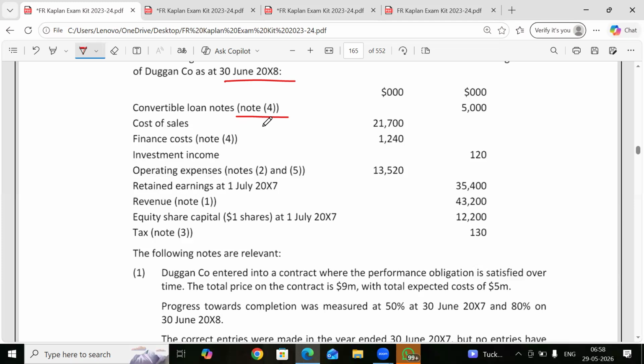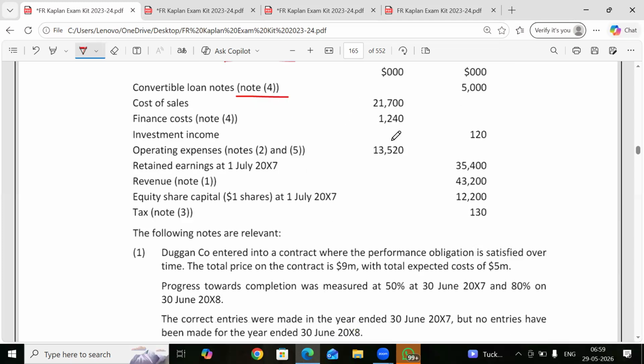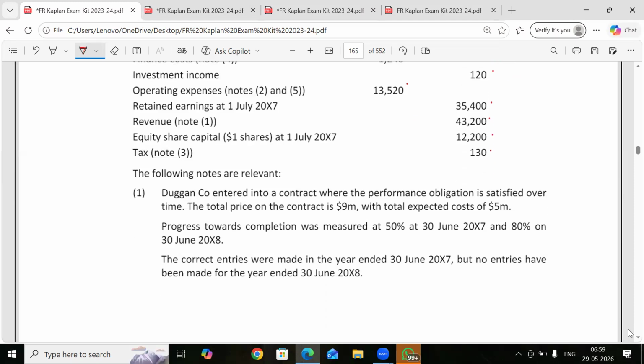Okay. In examination, they won't give all this. You have to read the question and understand where the adjustments are. So they have issued convertible loan notes worth this much amount, three zeros omitted. Cost of sales is given to you. Finance cost, again, there is a note. Expenses are given. Investment income is given. Operating expenses, again, a note. Retained earnings opening balance, revenue, equity share capital, tax expense.